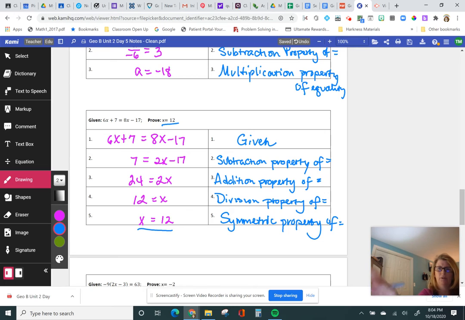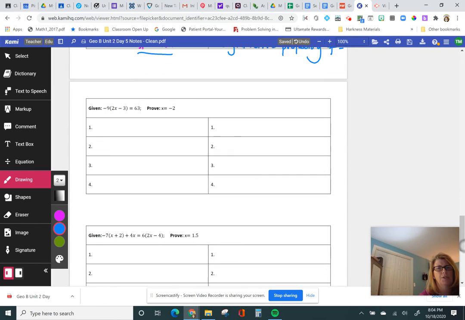So those aren't too bad, right? Stuff you know how to do on the left side, new stuff on the right side. So let's look at these next two.